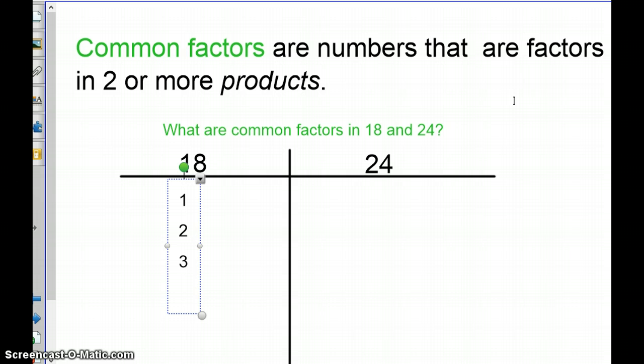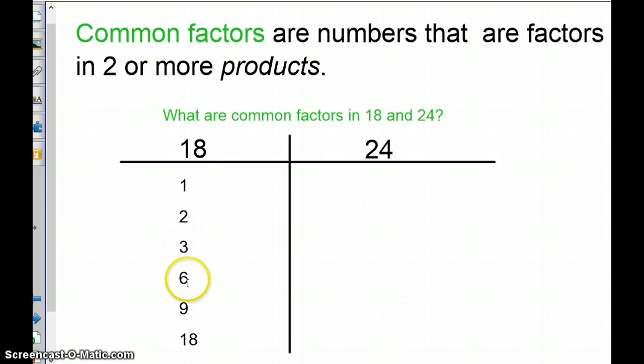Is 5 a factor? Well, 5 times 3 is 15, 5 times 4 is 20, so no, 5 is not a factor. 6, yes. 6 times 3 equals 18, so 6 is a factor. 7, nope. 8, nope. 9, yeah. And 18. So the factors of 18 in order are 1, 2, 3, 6, 9, and 18. Okay? Well, again, we're looking for common factors.